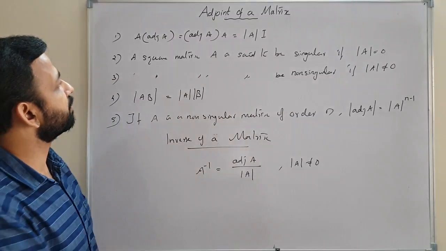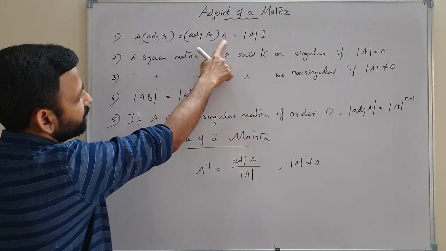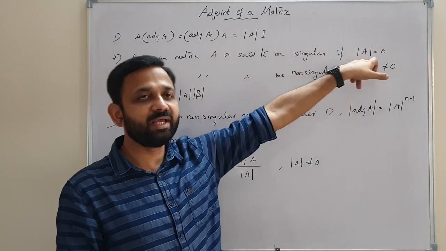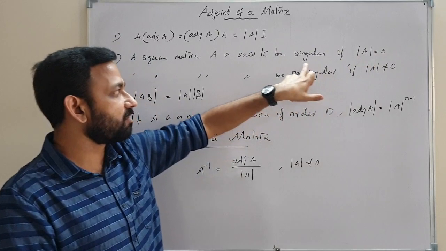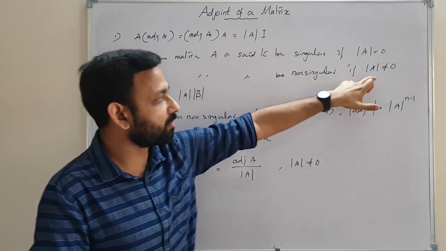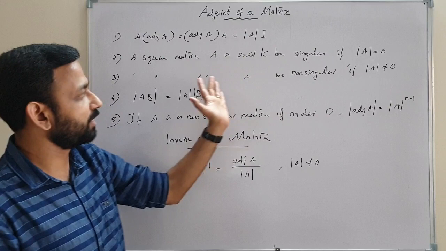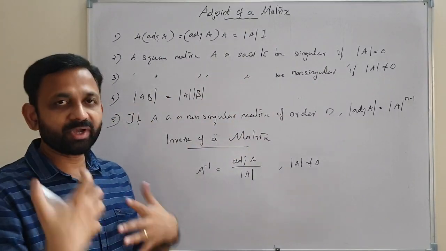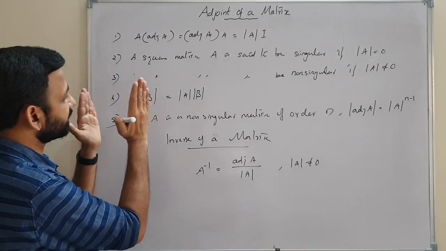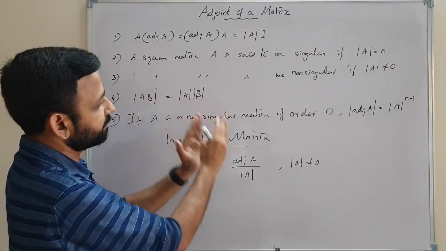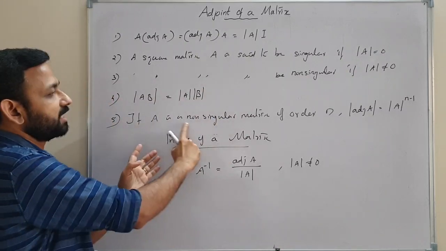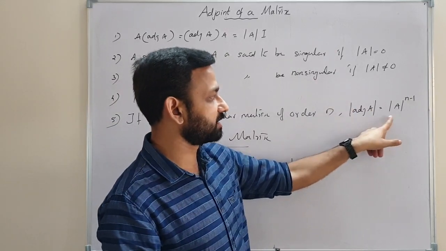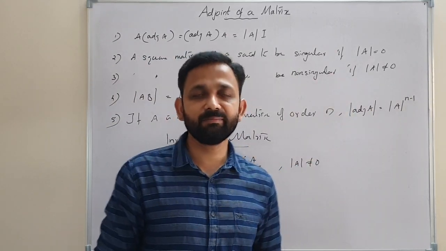And these results are important. A into adjoint A is equal to adjoint A into A is equal to determinant A into I. Then singular matrix: if determinant A equals 0, then that square matrix is called a singular matrix. If determinant A is not equal to 0, that square matrix is known as a non-singular matrix. Then if A and B are square matrices of the same order, then determinant of AB equals determinant A into determinant B. If A is a non-singular matrix of order n, then determinant of adjoint A is equal to determinant A raised to the power n minus 1.